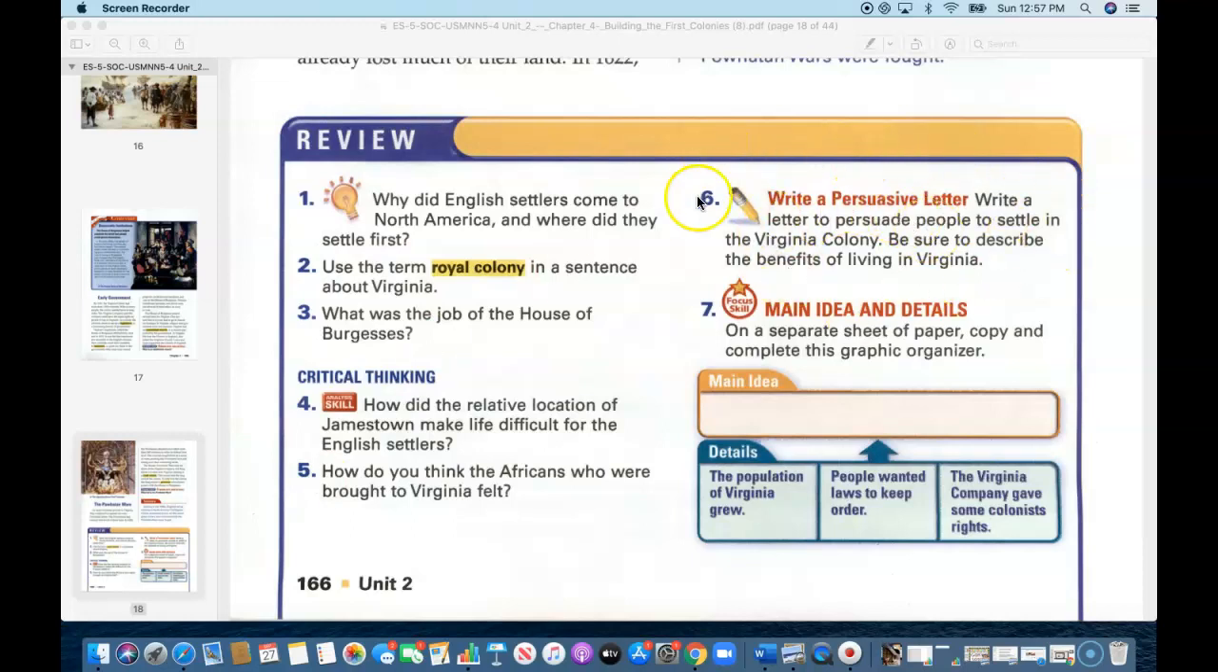And as a creative project, if you're interested, write a persuasive letter. Write a letter to persuade people to settle in the Virginia colony. Be sure to describe the benefits of living in Virginia.